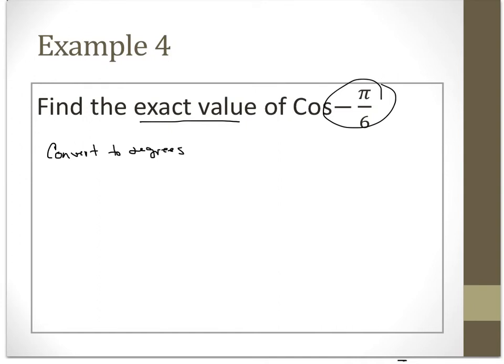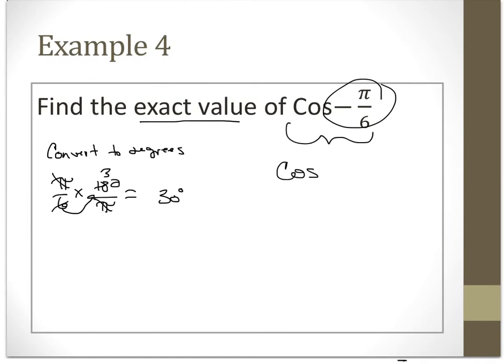As you get more comfortable with this stuff, the pi over 6 is not going to cause any problems. So we take the pi over 6, multiply it by 180 over pi. The pi's cancel out, and this is a no calculator problem. How many times does 6 go into 18? 3 times. So that means that we have 30 degrees. So really this question, the same thing is, what's cosine of negative 30 degrees?